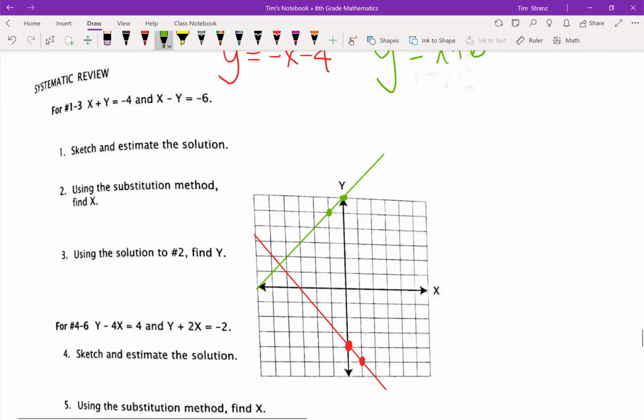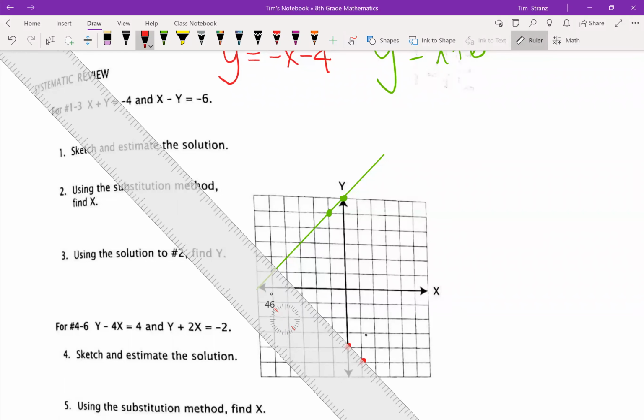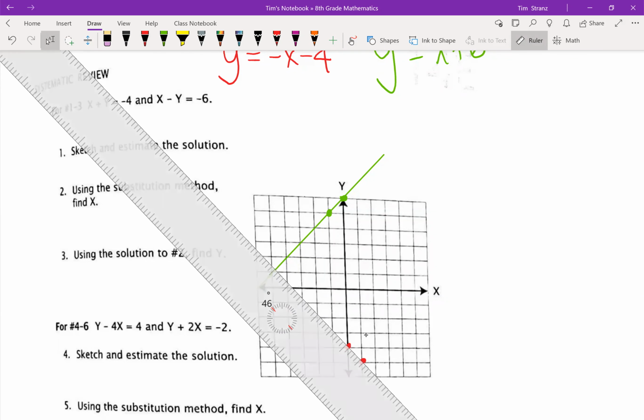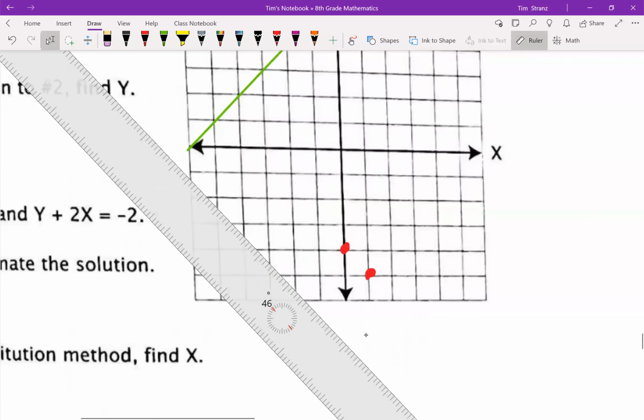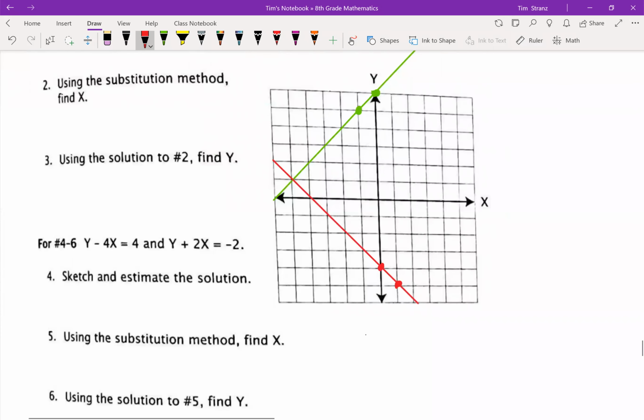It looks like my graph might be a bit off. I'm going to regraph the red line real quick. It's -4, 1, 2, 3, 4, and down 1 over 1. Let me try drawing that line again. I might have drawn it a little off. I'll zoom in a little bit more. Okay, there we go, I think that's a little bit better.